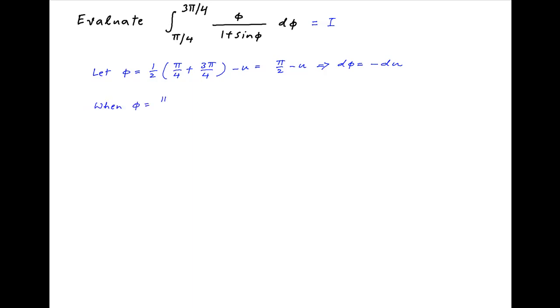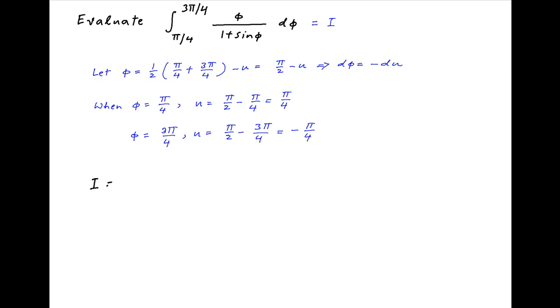Now when phi is equal to the lower limit pi upon 4, u is equal to pi upon 2 minus pi upon 4, which is equal to pi upon 4. And when phi is equal to the upper limit 3 pi upon 4, u is equal to pi upon 2 minus 3 pi upon 4, which is equal to minus pi upon 4.